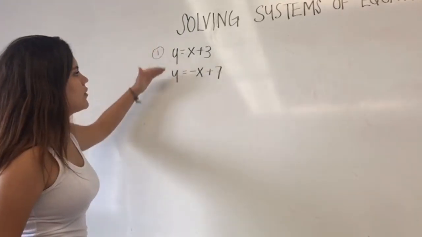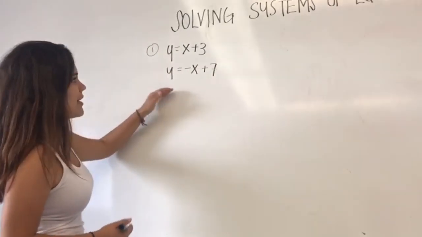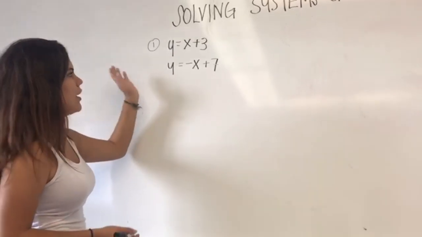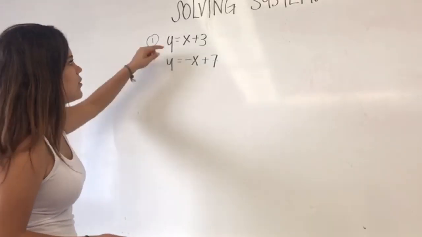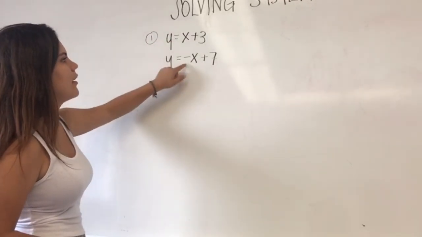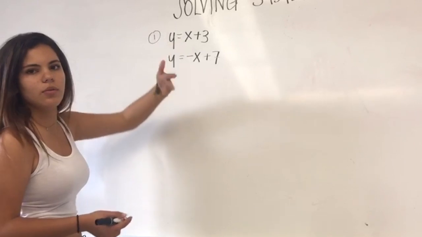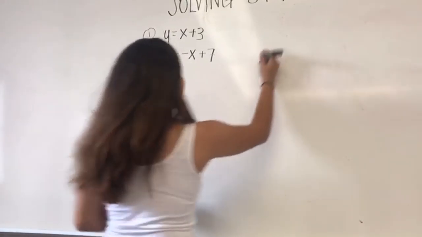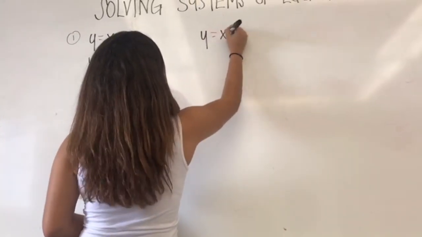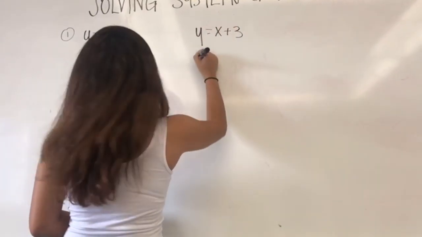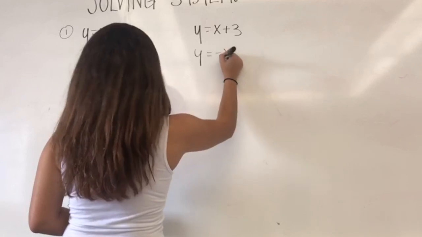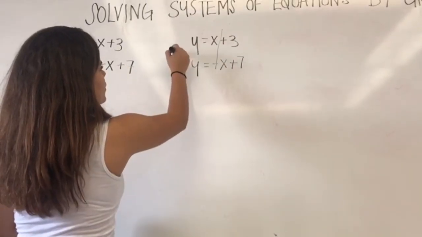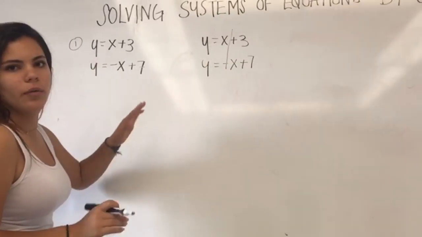So what we're gonna try to do is cancel one of the two variables. It could be y or x. In this case, we already have the x and the negative x, so it will be easier to cancel. So we have it here, y equals x plus 3 and y equals negative x plus 7. So here we cancel it out. We're subtracting and adding. We're not multiplying at all.